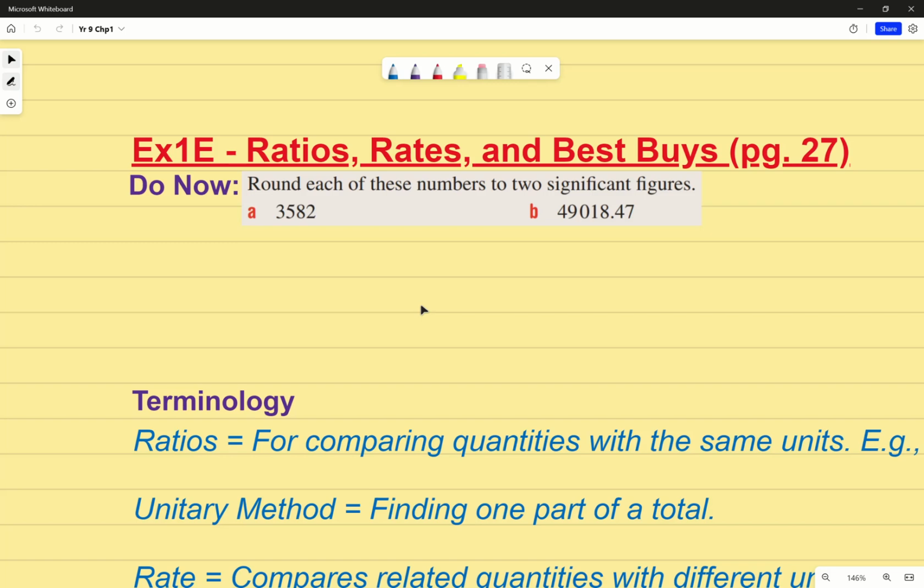Question to exercise 1E on ratios, rates, and best buys, page 27 of your textbook. Our do now question is based on exercise 1B on significant figures.